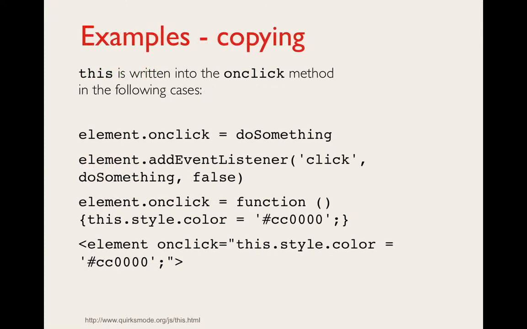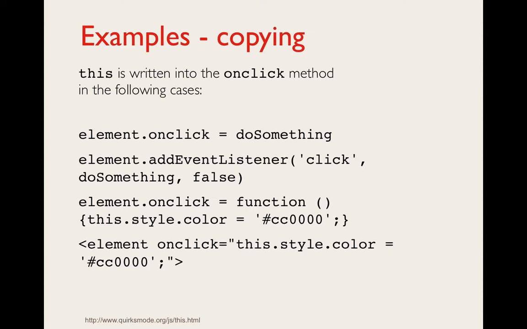So let's look at an example of copying. This is written into the onClick method in the following cases. Element.onClick equal do something. Element.add event listener, we'll be looking at this shortly. Element.add event listener, click, do something, false. Or element.onClick, and we're using an anonymous function. We'll get used to that pretty quickly. And element.onClick equal, if you're going to use it inline, use it with this inline as well.